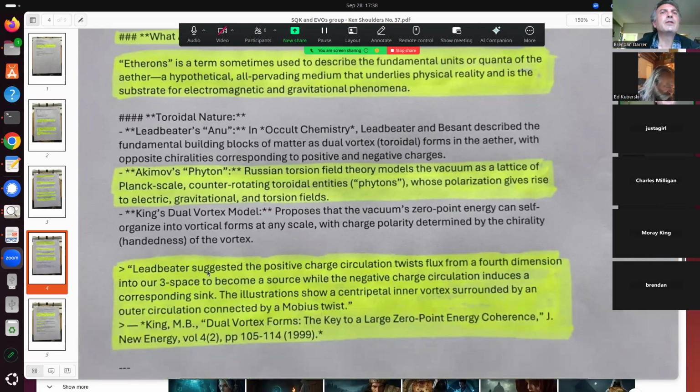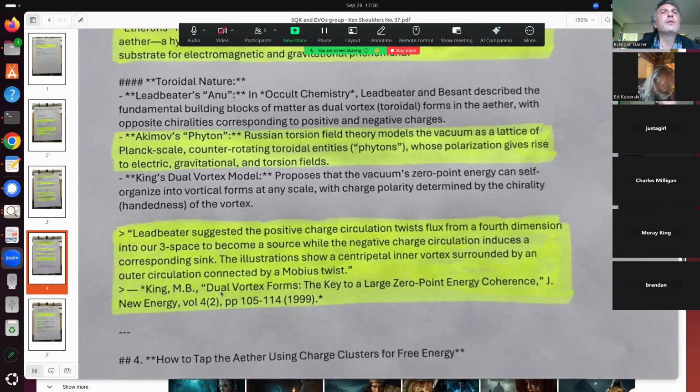Leadbeater suggested the positive charge circulation twists flux from a fourth dimension into R3 space to become a source, while the negative charge circulation induces a corresponding sink. The illustrations show a centripetal inner vortex surrounded by an outer circulation connected by a Möbius twist. Moray King, Dual Vortex Forms the Key to a Large Zero-Point Energy Coherence, 1999.